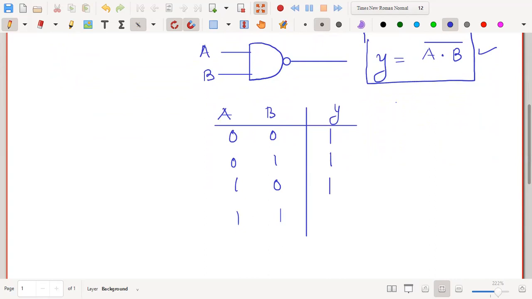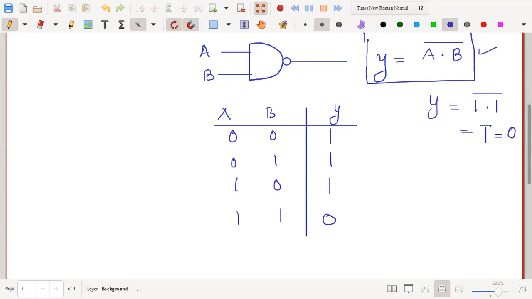When both the input are high, because you can verify this, A is also high and B is also high, the whole complement, what would be this? 1 and 1 is 1, 1 complement is 0. So when both the input are high, you will get a 0 output. Okay, so this is just the reverse operation of the AND gate.